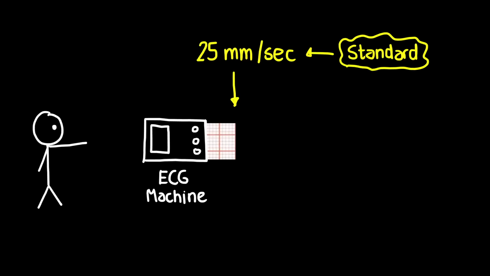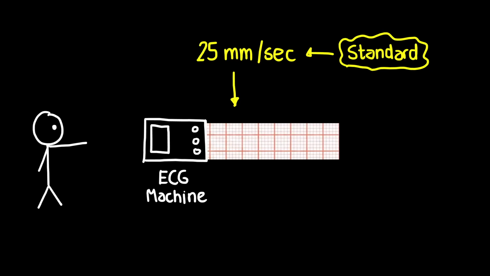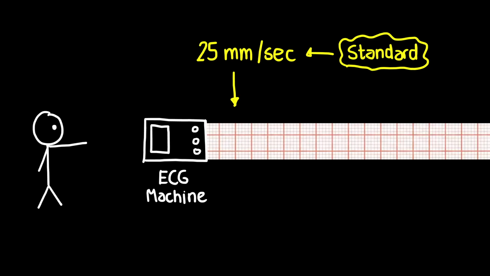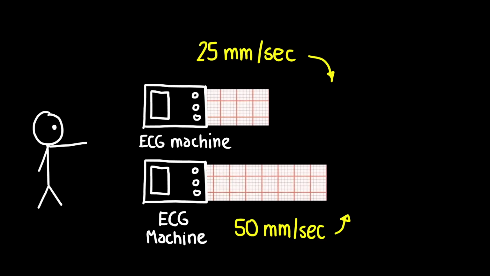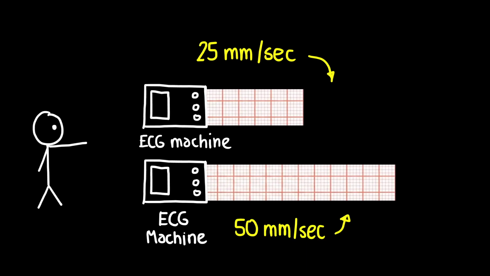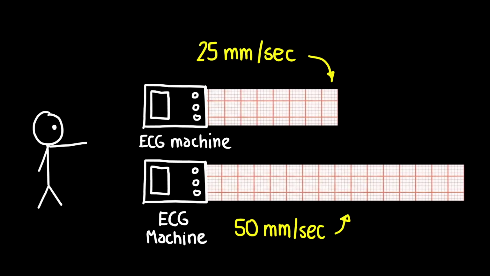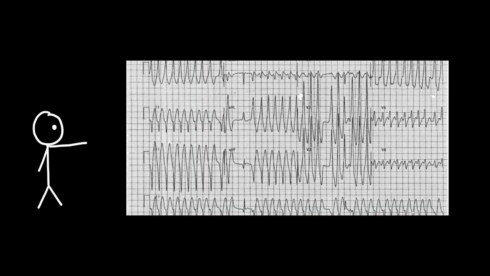One more thing before we move on, and this one is practical. 25 millimeters per second is the standard speed, but some machines run at 50, which is double the speed. This can be used when the heart rate is very fast, and the complexes are crowding together, making them harder to read. Stretching them out makes the details visible.